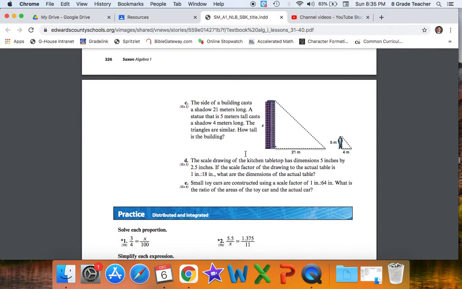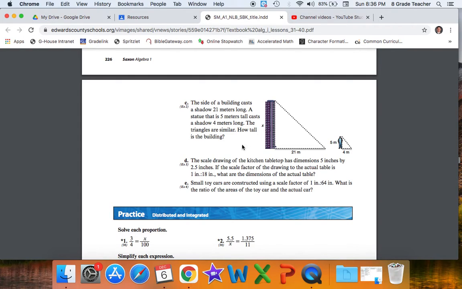Letter C. The side of a building casts a shadow 21 meters long. A statue that is 5 meters tall casts a shadow 4 meters long. The triangles are similar. How tall is the building? Here you take your scale factor. X is compared to 5 as 21 is compared to 4, and do your calculation. You would cross multiply. So you'd have X times 4 and 21 times 5. 21 times 5 is going to give you 105 divided by 4, which gets you a total of 26.25 meters for your overall height. So you have to simply set this up with those two proportions. Again, X over 5, 21 over 4. Cross multiply to find your X value.